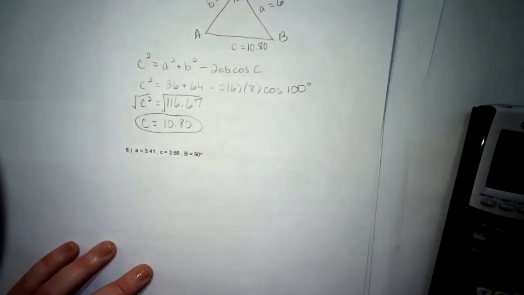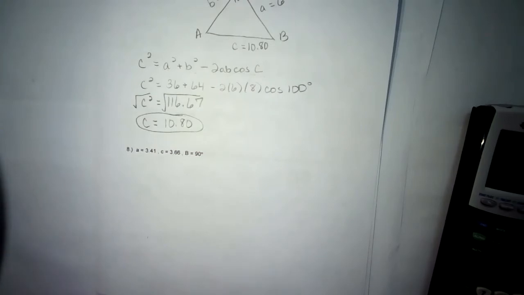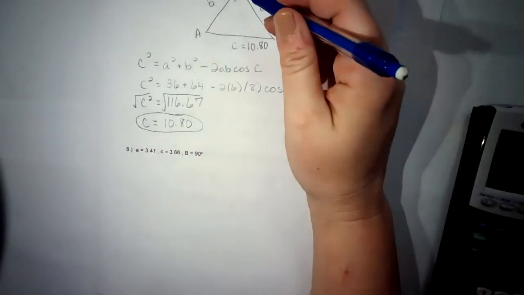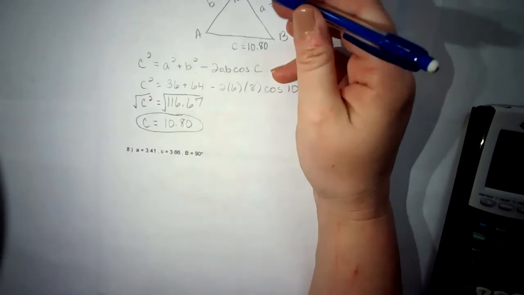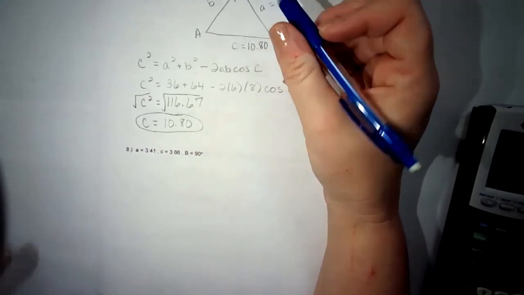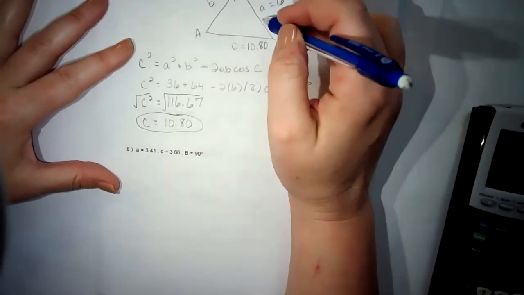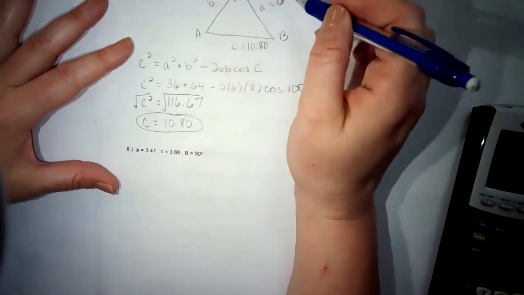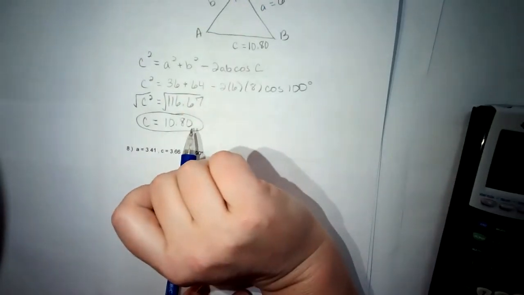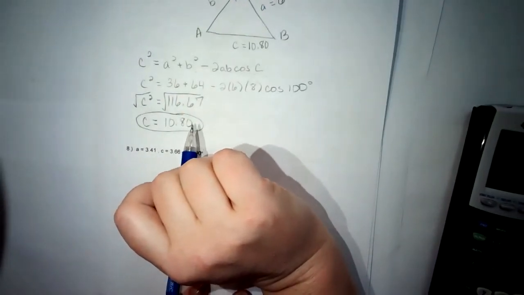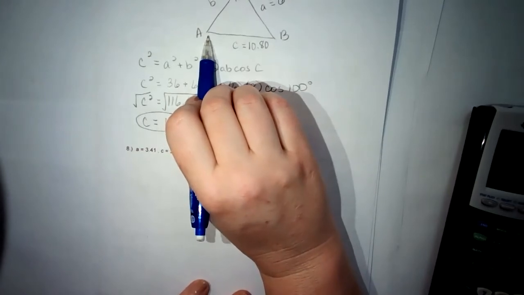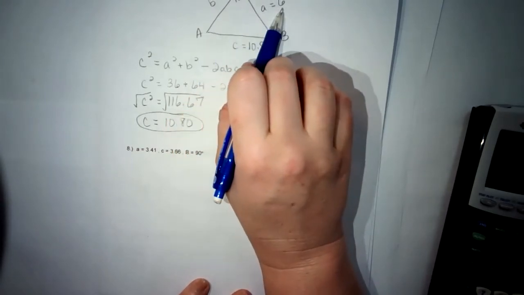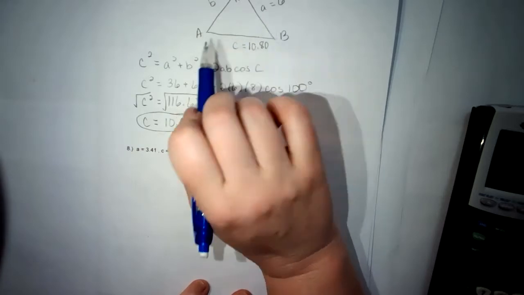Okay, now that I have side C, do I want to stick with law of cosines to find my angles? I wouldn't. It's a pain in the butt. If I were you, I'd switch to law of sines because now I have everything for C. So I'm going to switch. I'm going to solve for the smaller angle. Which is the smaller angle, A or B? A. How do I know it's the smaller angle? Because it has the smaller side.